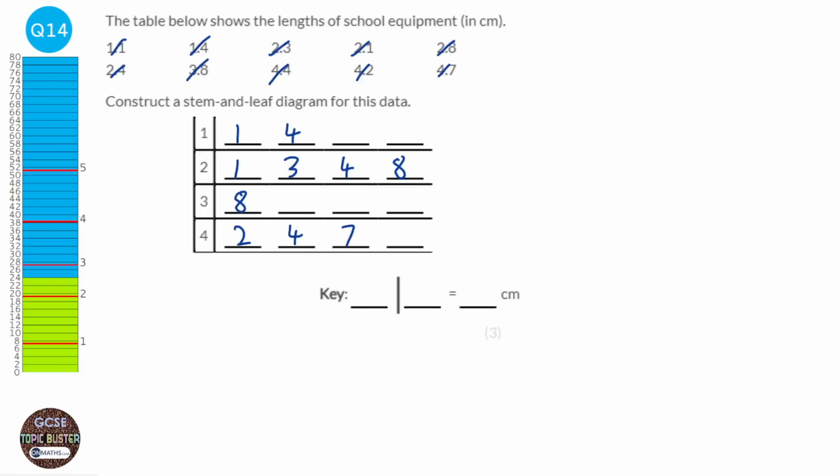And so in our key here, we're just going to pick this number here. It doesn't actually matter which number we pick. And we say 1 line 1 means 1.1 centimetres.